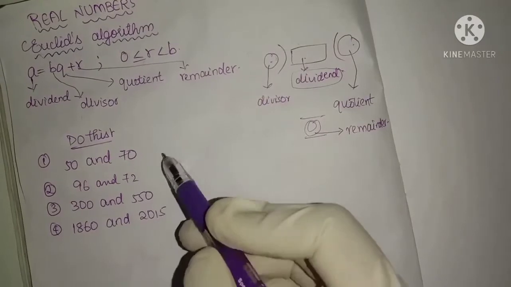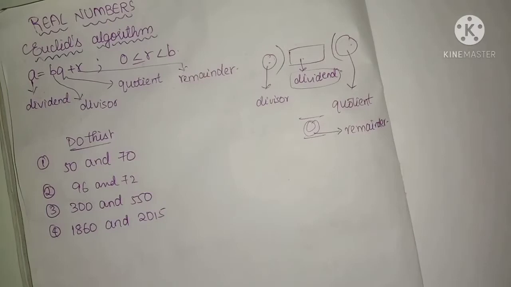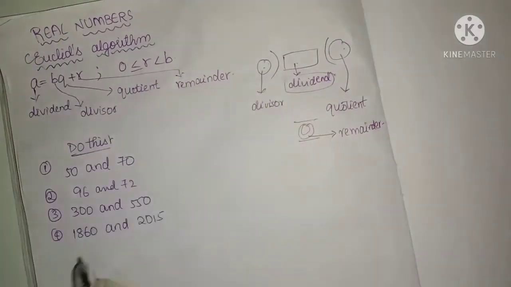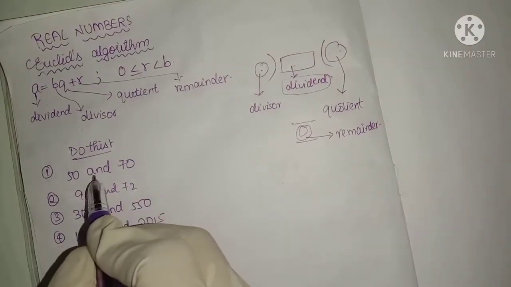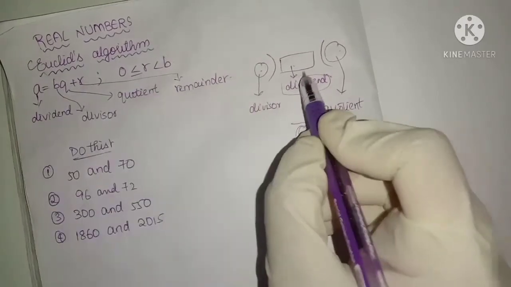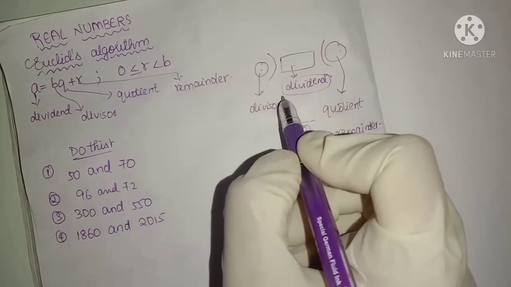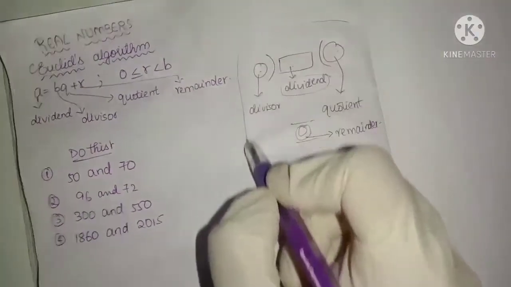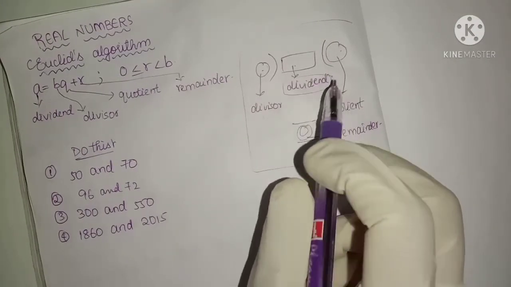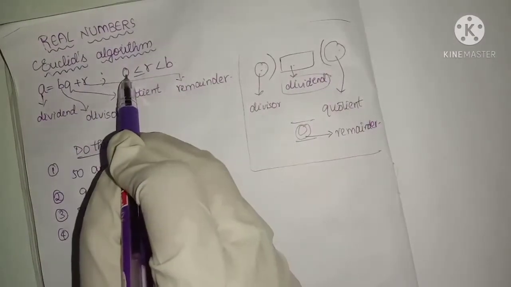You can see I have taken a few examples from the textbook exercise. To solve these questions you have to know this equation. Whenever we are given two numbers, one will be the dividend and the other will be the divisor. It is possible to divide using the division method, but when it comes to big numbers, we can't divide easily, and it takes a lot of time. So for that, Euclid's algorithm is used.